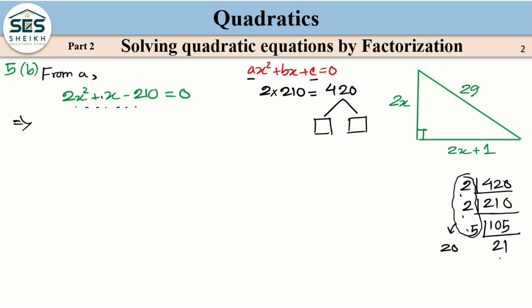So if these numbers are multiplied, it will give us 420, and if we add or subtract, then it has to give us 1. So we can write 21 and 20. So if 20 is subtracted from 21, then we get 1. So in place of this x we can write 21x minus 20x, and the other part is 210, and here 2x squared equals 0.